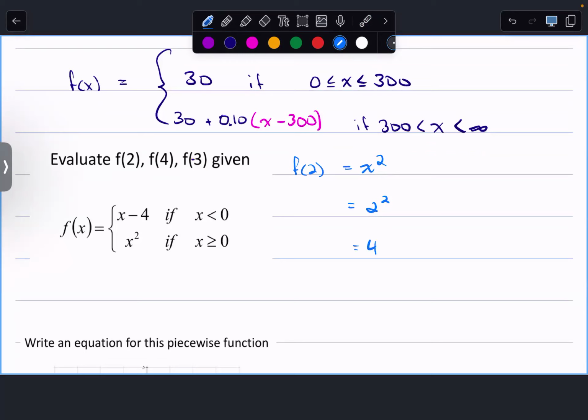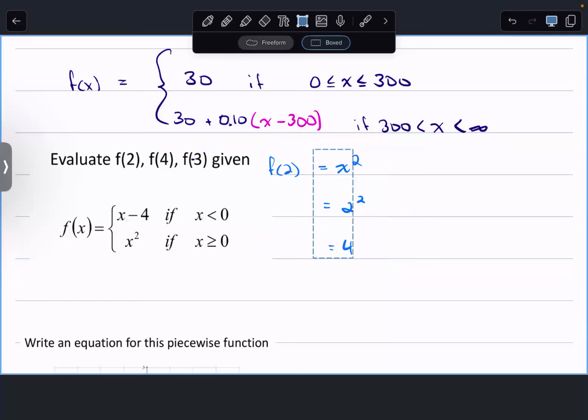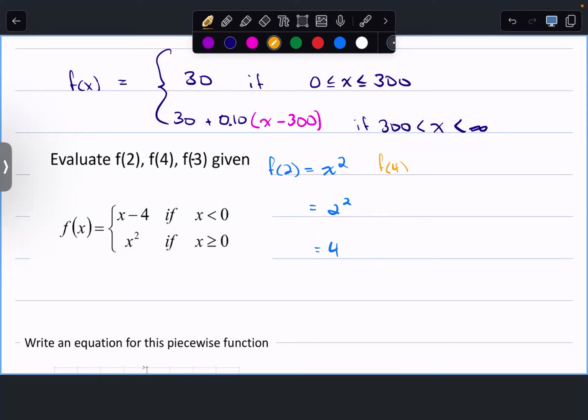I'll try writing them like this. Remember, a huge pet peeve of mine is not stacking your equal signs, but I was tempted there for a bit to write it just across. I'll squish them vertically instead. How about f of 4? X is less than 0. No, x is greater than or equal to 0. Again, you can see how boring it would be if we had to do f of 3. 4 squared, 16.